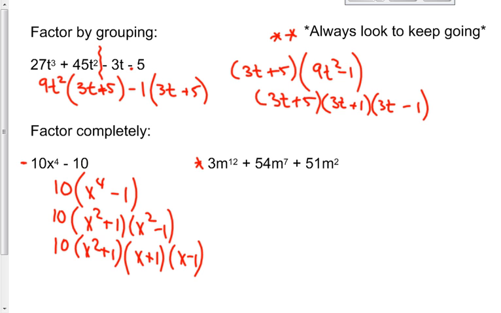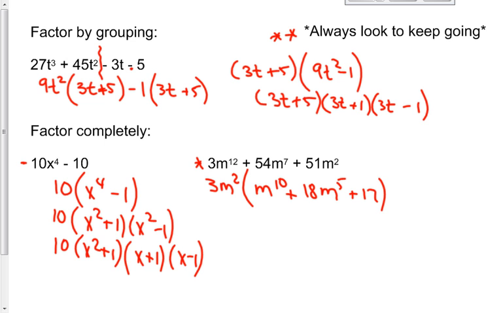Three m to the 12th plus 54m to the 7th plus 51m squared. What do you have in common all the way across that should come out? Hopefully you found the 3 and the m squared. M to the 10th, 18, m to the 5th, and 17.